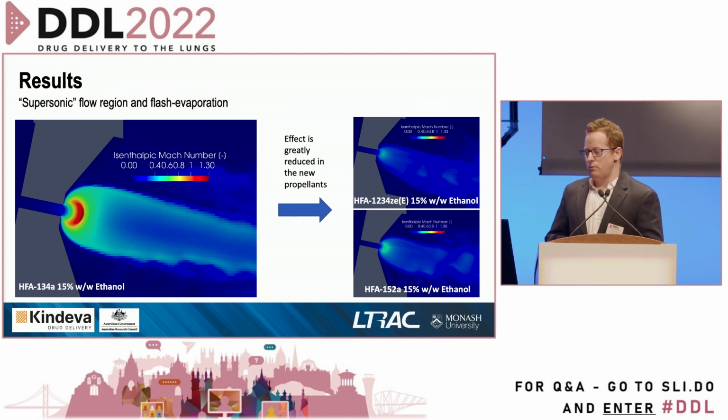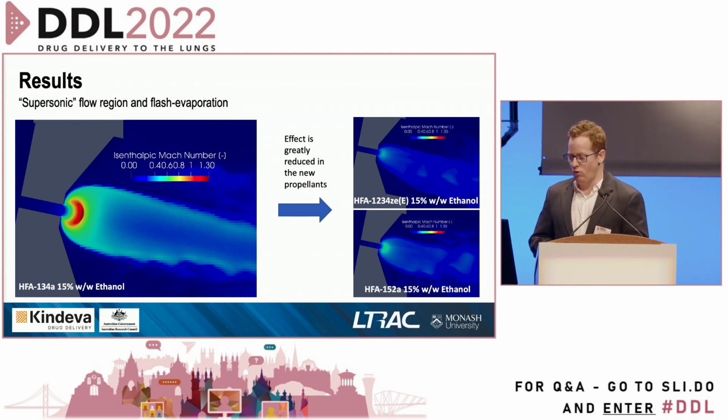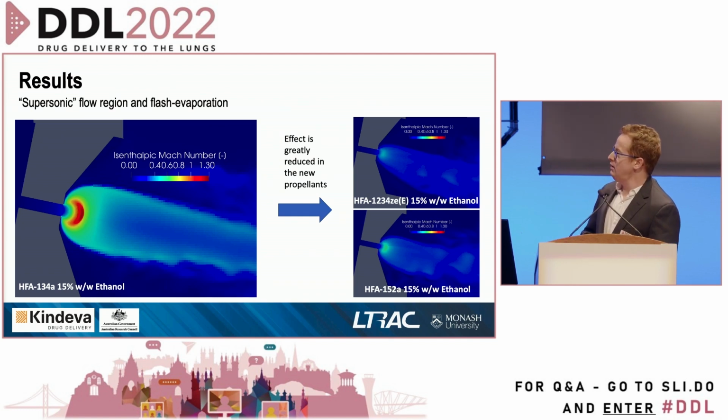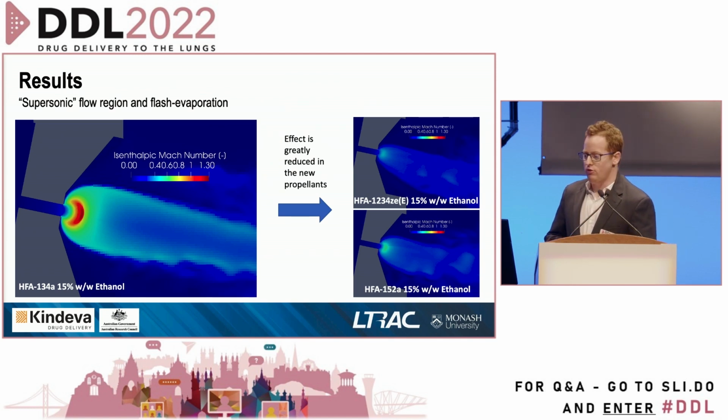When we go to the new propellants, HFO-1234 or HFA-152a, that effect goes away quite significantly and we see it bump up the droplet size. So this sort of physics that's helping us is actually starting to be diminished.